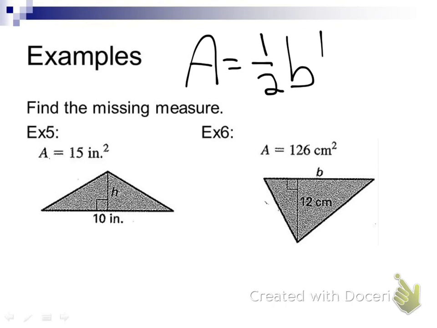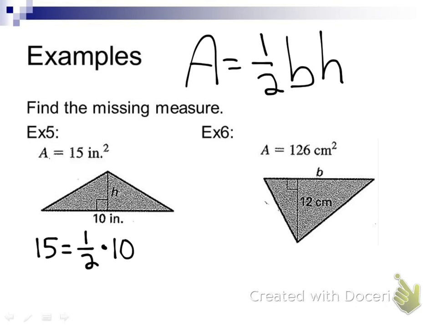It's easy. We don't need to worry. All right, still using that area equals 1/2 times the base times the height. What is the area in example 5? 15. So instead of the A, I'm going to put 15. Equals 1/2 is still 1/2. What's the base?